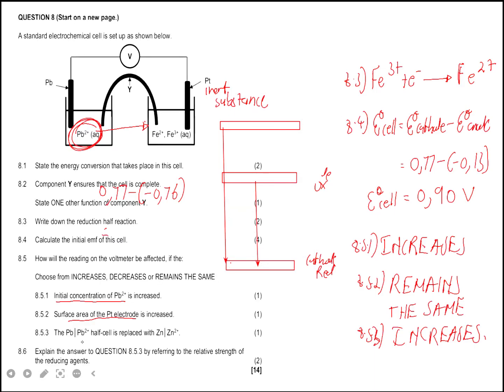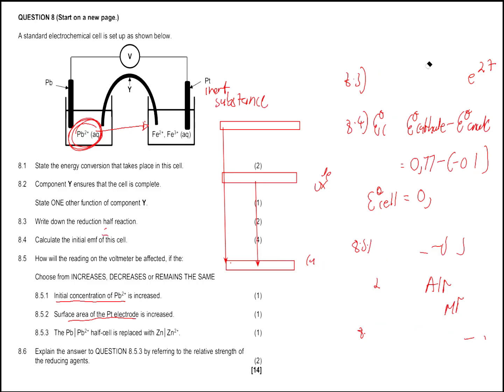All right, then explain the answer to question 8.5.3 by referring to the relative strengths of the reducing agents. Now, they want us to explain that, but not based on a calculation, based on the strength of the reducing agents. Now, how do we put that?